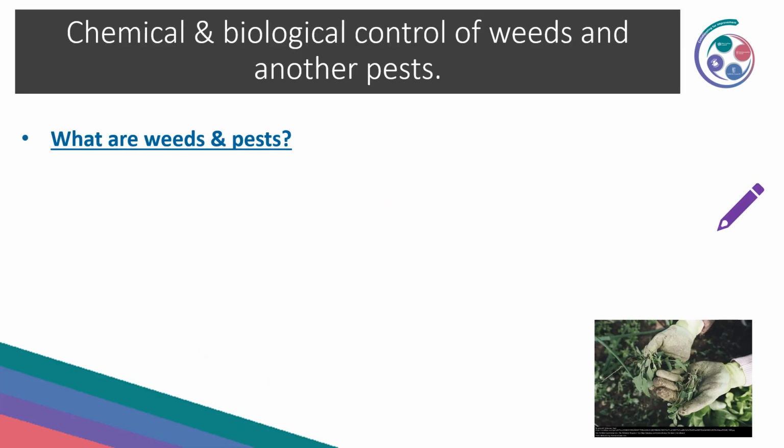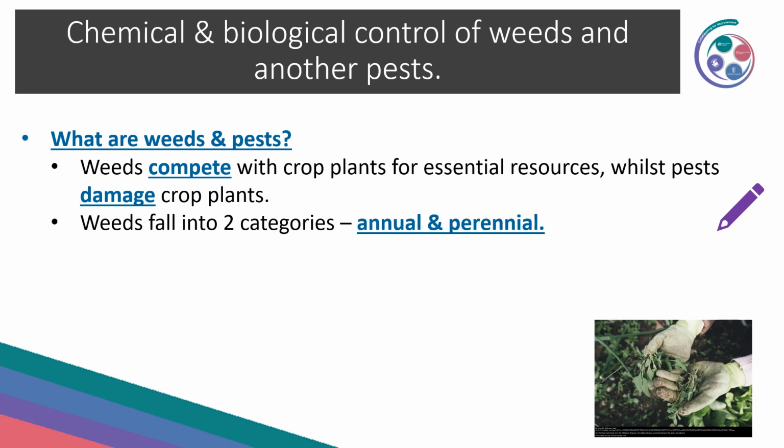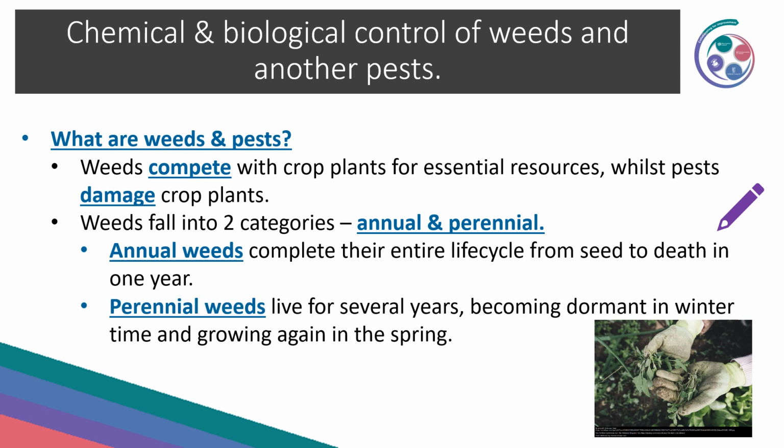Let's firstly talk about chemical and biological control of weeds and other pests. What are weeds and pests? Weeds essentially compete with crop plants for essential resources such as light, water and minerals, whilst pests are responsible for damaging crop plants. There are two main categories of weeds, annual and perennial. Annual weeds complete their entire life cycle in one year, and perennial weeds live for several years, becoming dormant in winter and growing again in the spring.